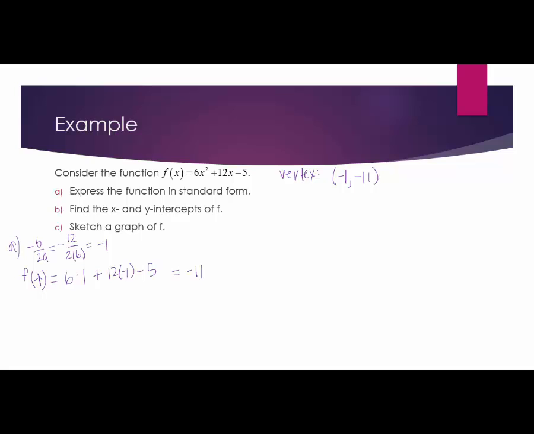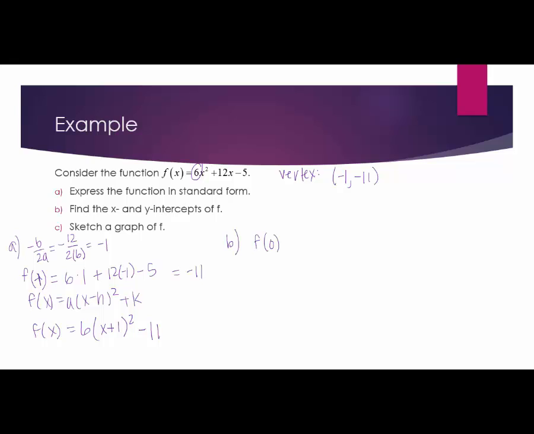Knowing my vertex and knowing my value of a, I can write this in the form a times x minus h squared plus k by just filling in 6 for a, x minus -1 or x plus 1, and minus 11. That's my k value. Again, this will give me a shift to the left 1 and down 11 to get that vertex to -1, -11. Okay, for part B, I want to find my x and y intercepts.